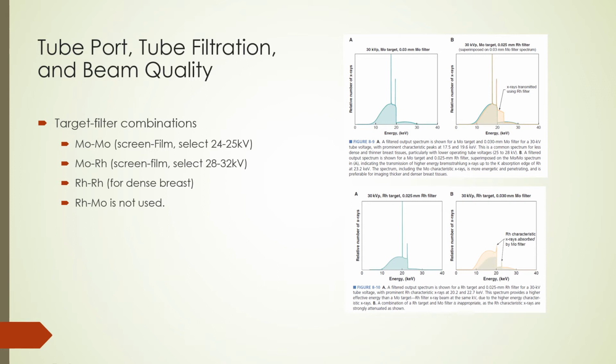For example, a rhodium target and rhodium filter can be used to achieve higher energy X-rays than the lower energy characteristic X-rays achieved by either a moly target and moly filter or moly target and rhodium filter. A rhodium target and moly filter combination is not used because the moly filter removes the rhodium characteristic X-rays as shown in the bottom right image on this slide.